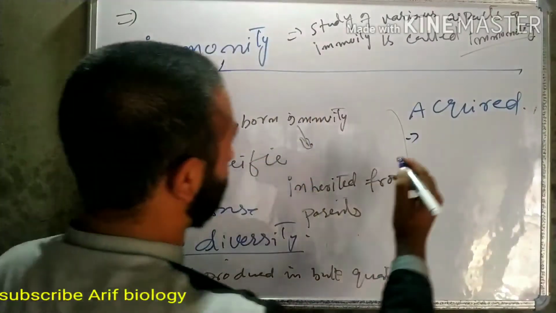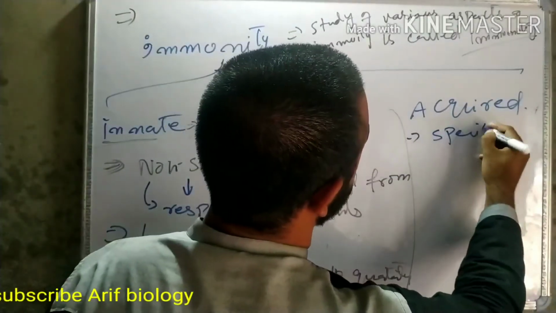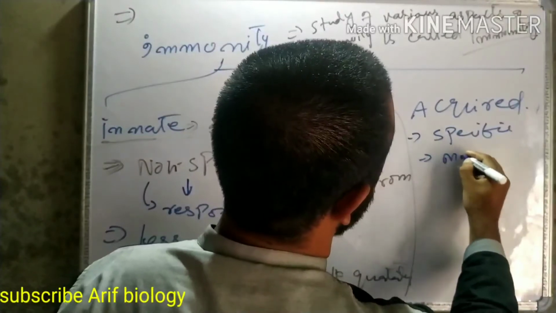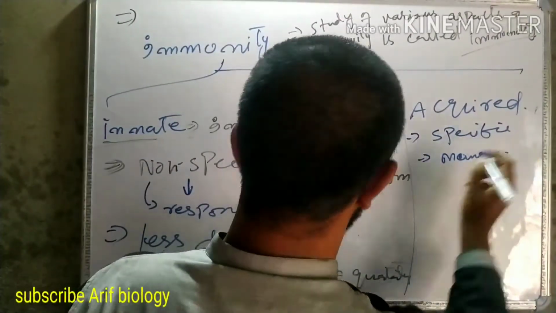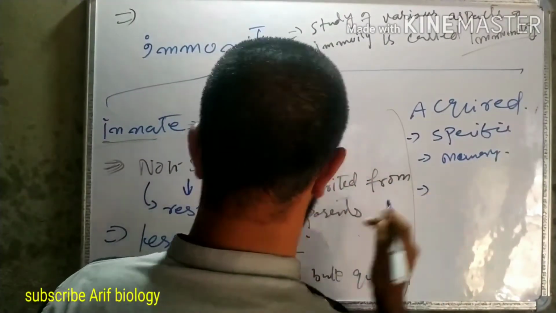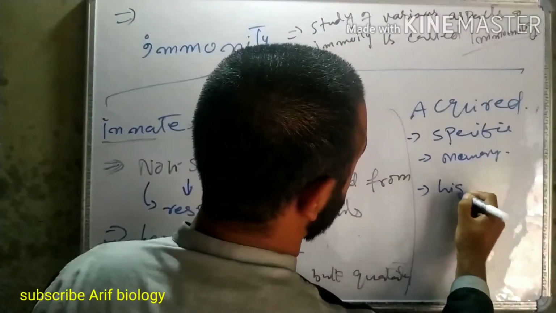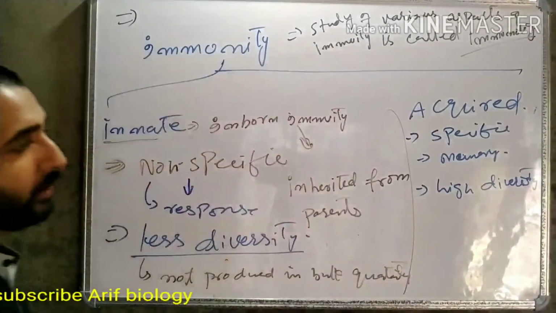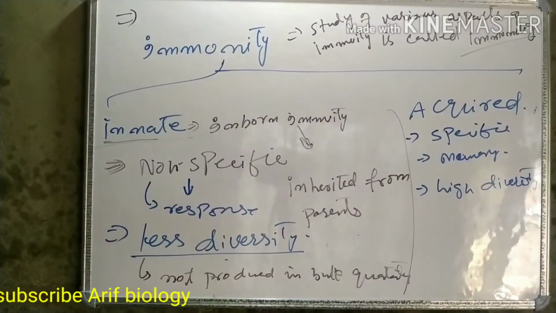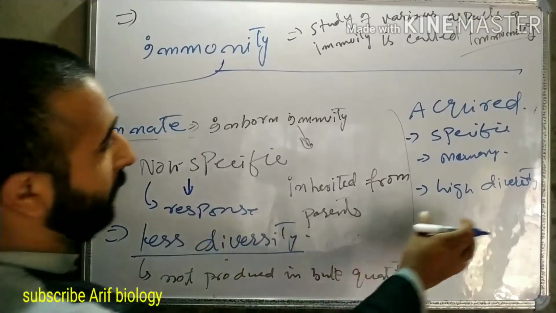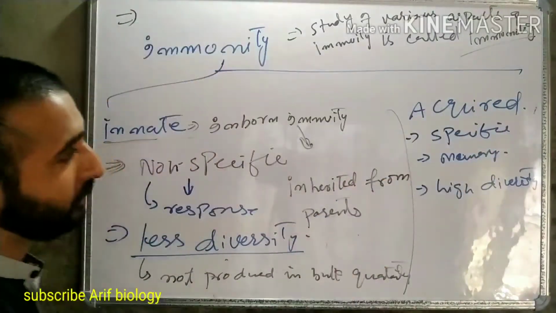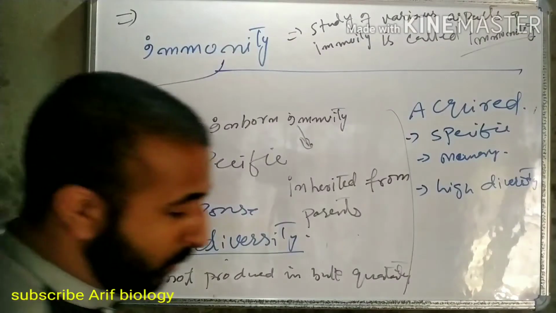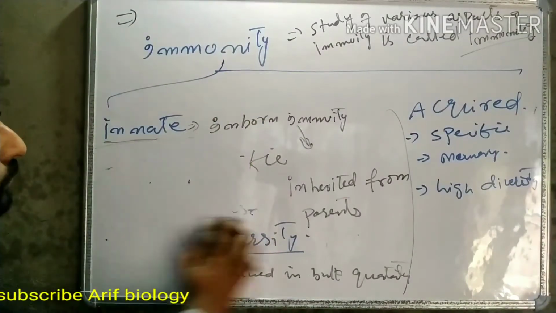Still, I will say a little here. Acquired immunity is specific. It has memory. The third point is it has high diversity. Okay? It is specific, it has memory, it has high diversity. Okay? These are some important points again about acquired immunity. Now we will discuss innate immunity further.